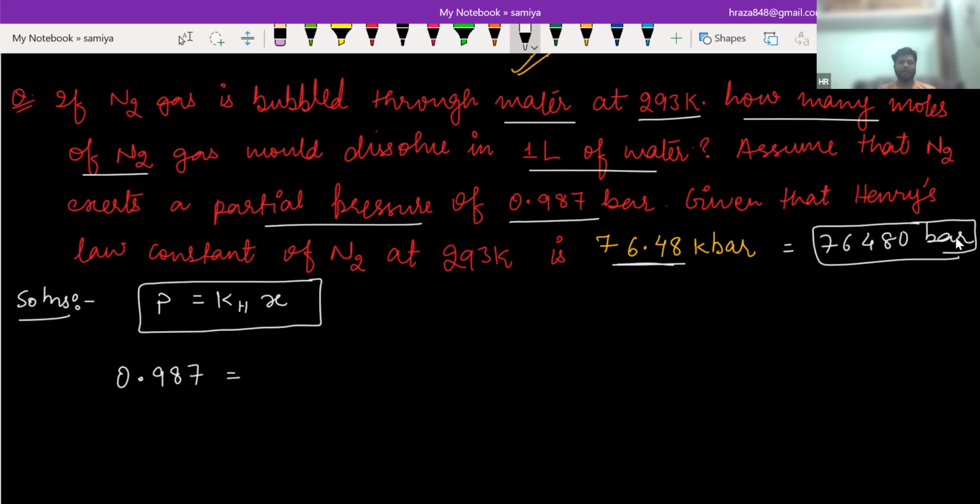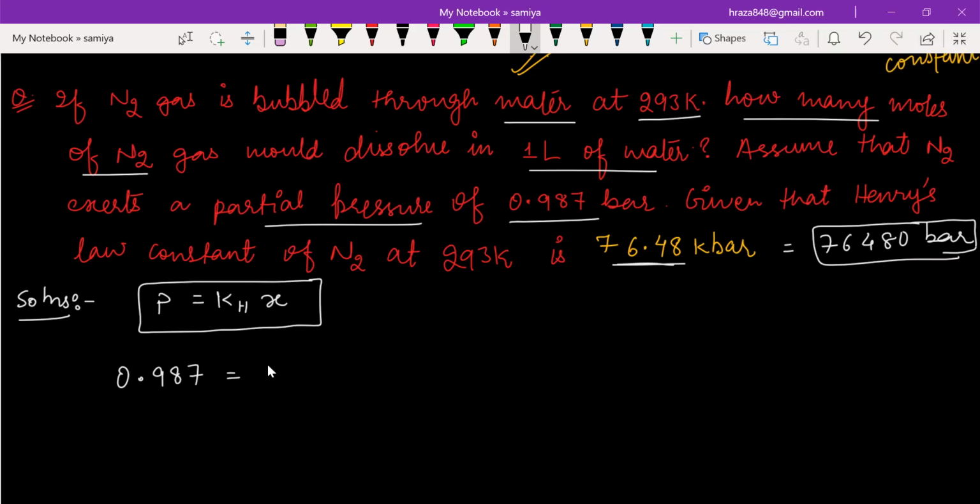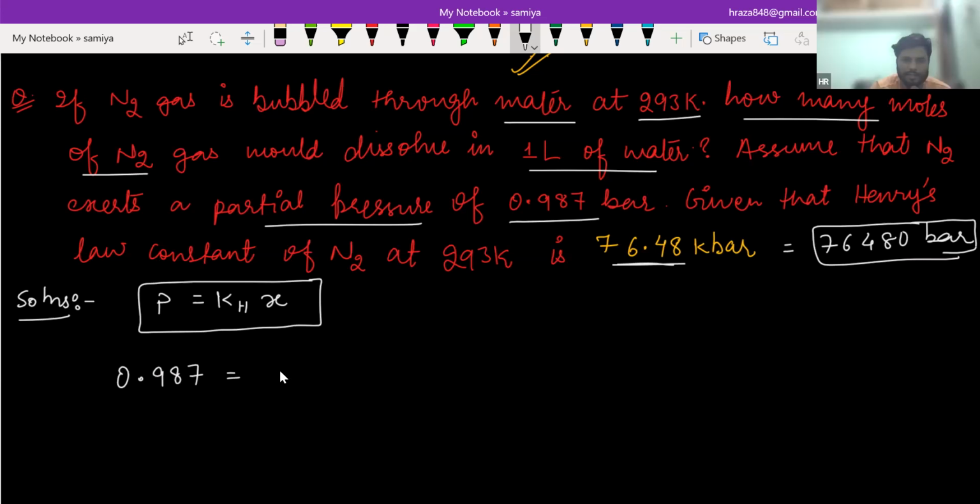76.48 kilobar will be equal to 76480 bar. Is 76.48 kilobar equal to this much bar or not? Yes. So I'm going to put the value 76480 into the mole fraction of gas in liquid.